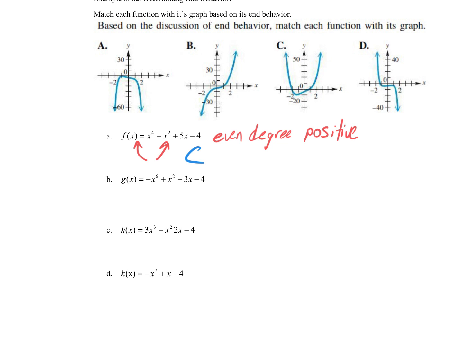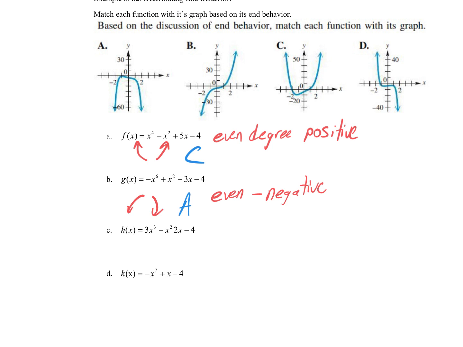Similarly, let's look at part B. Part B is even again, but this time it is negative. That just means that the two ends are going to be going downwards. So let's look for a graph where both ends are going downwards. That's going to end up being graph A.